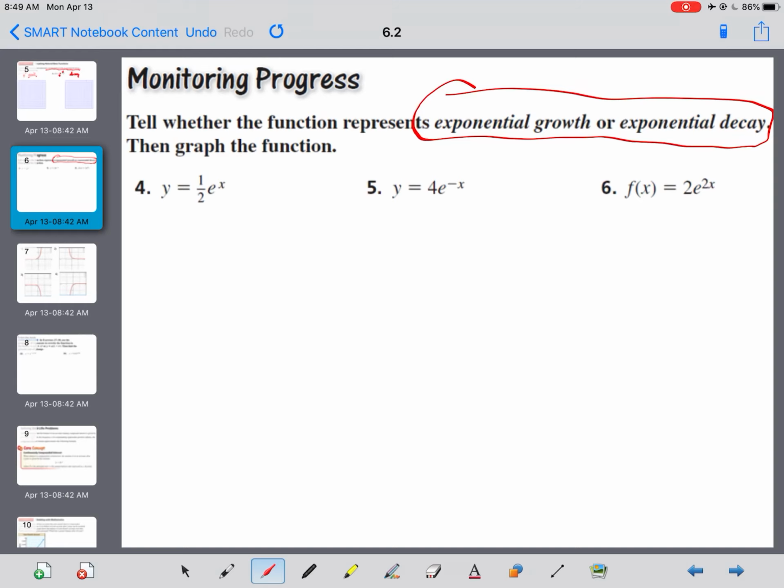All right, here's a couple for you to try. I really care about this part. Tell me if it's growth or decay. Then I would graph it in Desmos and see if it matches what you think it is. Give it a try, give it a pause, come back.